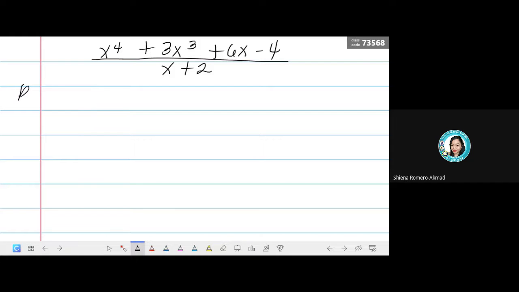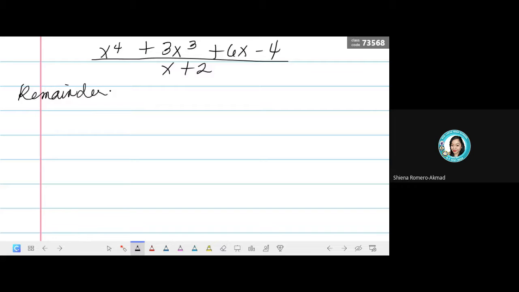So we have x raised to 4 plus 3x cubed plus 6x minus 4. Divide natin by, gawin lang natin siyang fraction. Same lang naman ang definition yan. That is division. Divide natin by x plus 2. Then, ang hinahanap sa atin ay yung remainder lang. Let's say you are asked to solve for the remainder.